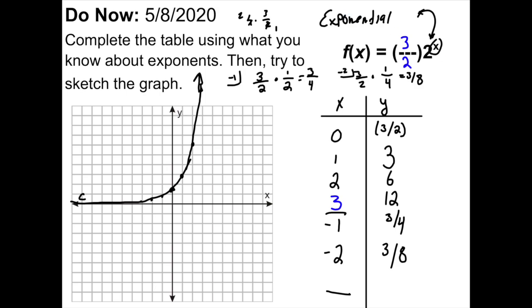So for example, when I'm at 1 and I go to 2, I go up by 3. But now when I'm at 2, I go up by 6, right? So having more to start with means I'm going to grow by more as I go from step to step. And that's the unique type of growth, right? Remember with linear, it was always going up by 1, or always going up by 4, whatever the slope was, or down.